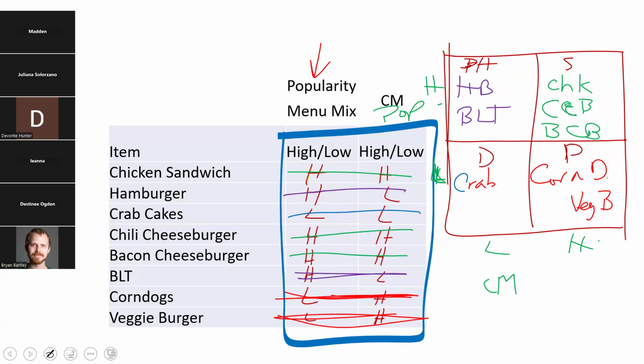Okay. Now, corn dogs, unless you're making them fresh and dipping them into fresh batter, if you have frozen corn dogs, they don't take up much space in the freezer. Okay. And they're in the freezer, which means they can last a long time, longer shelf life.